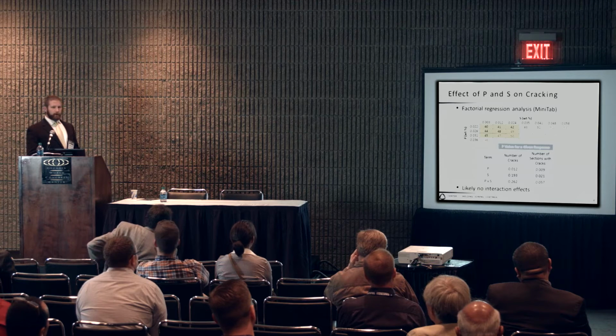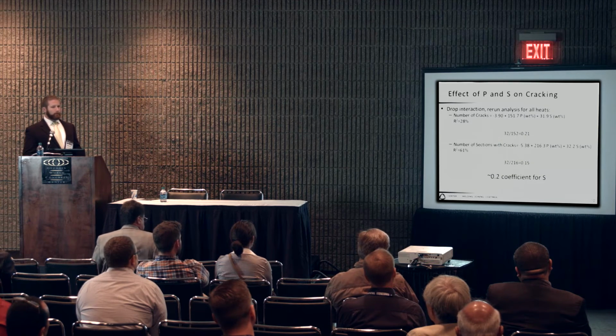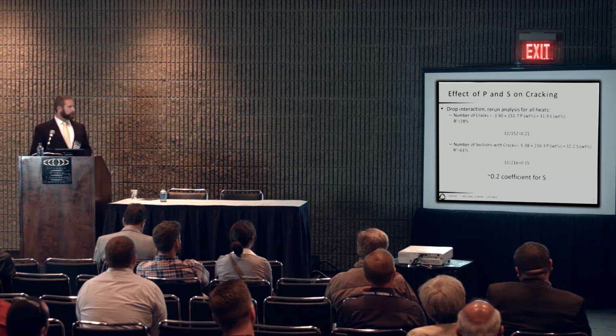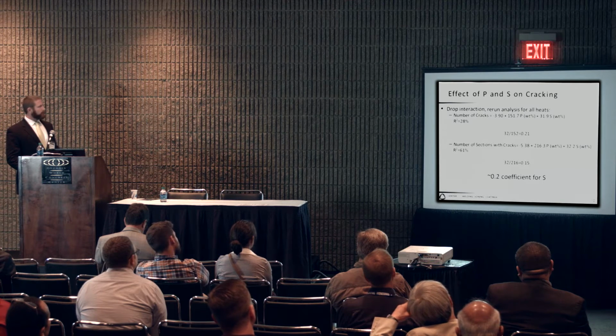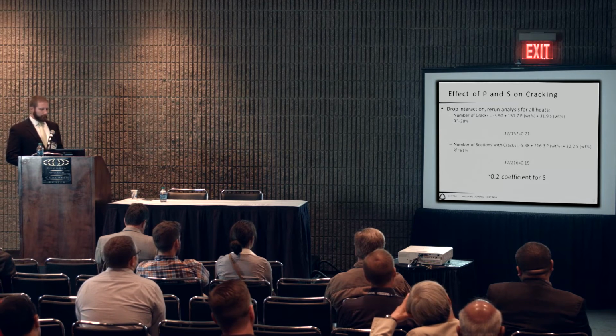So knowing that there's no interaction effects, we then looked at all the heats and just did a general regression on all the heats to try to back out some coefficients for phosphorus and sulfur. Looking at the model for number of cracks, we see 150 times P plus 30 times S roughly. So if we normalize that to a coefficient of 1 for phosphorus, we get a coefficient of sulfur of about 0.21. And then number of sections with cracks, 215 times P plus 30 times S again. So a coefficient of about 0.15 for S with a coefficient of 1 for phosphorus.